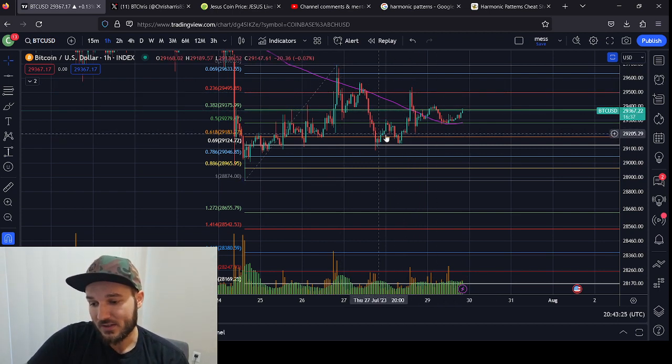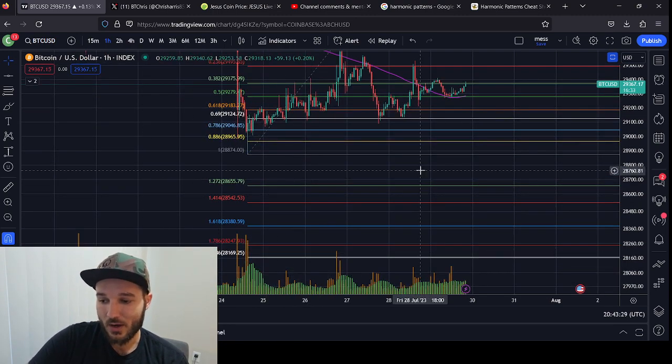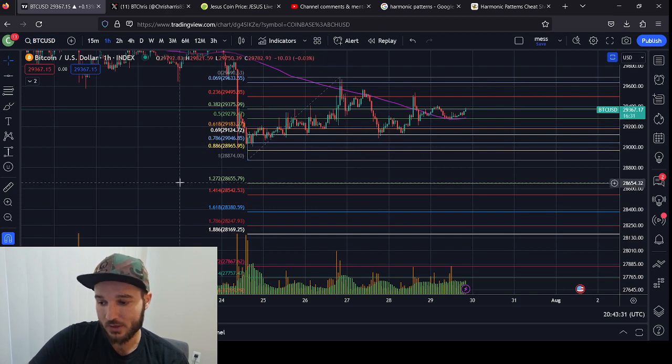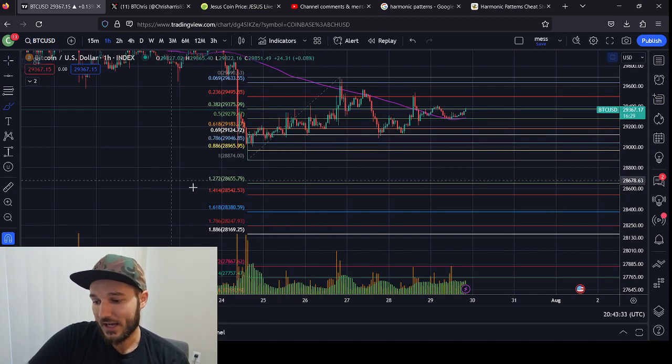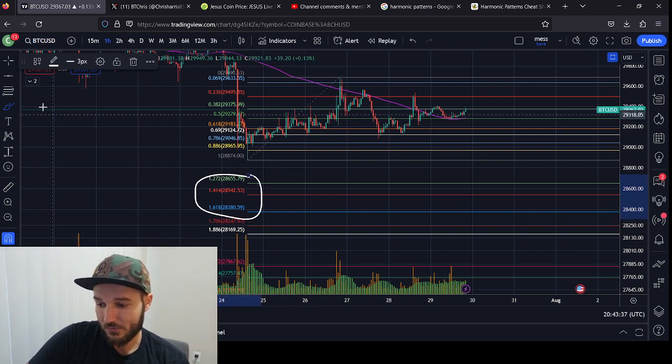When you disrespect the 618 like this, I very much do expect to see extensions. And that's why I'm fairly confident that Bitcoin, along with the rest of crypto, is likely going to go down below 28.7 to around 28.380.